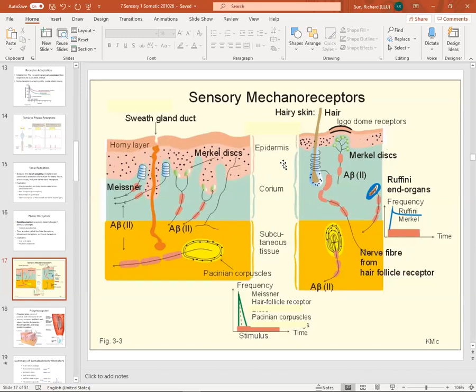So I just corrected it, and these sides are the fast adapting ones. Meissner's, hair follicle receptor, Pacinians, these are known to adapt very fast. Some others, actually the Merkel disc, can be fast, depending on what you compare to. If compared to the Meissner's, it will be slow, right? So that's right here, Merkel's disc. Also, the Ruffini ending is a slowly adapting receptor.